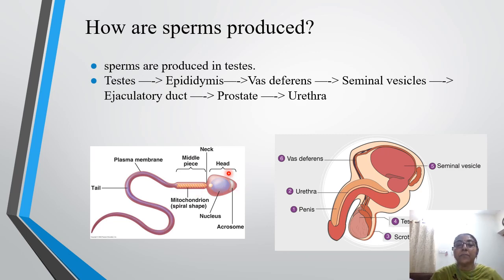The nucleus is at the head region, and at the tip of the head there is a thick covering called the acrosome, which helps in piercing through the egg and finding entry into the egg.